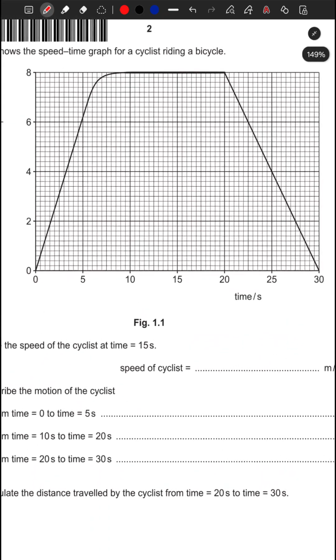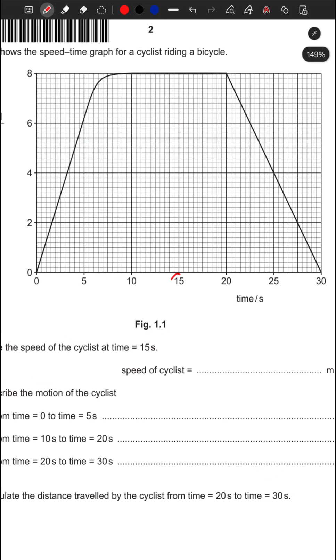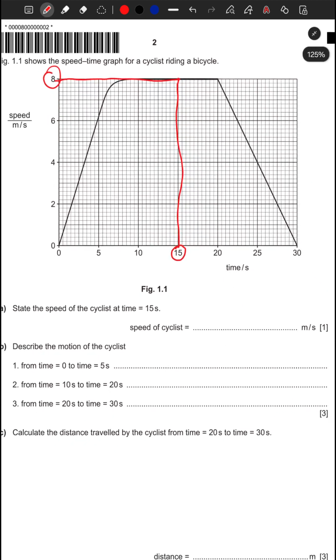Alright, so let me zoom in. At this time, what is the speed? So you go up and reach the time, where it ends there, then you go across, and our speed is 8 meters per second.